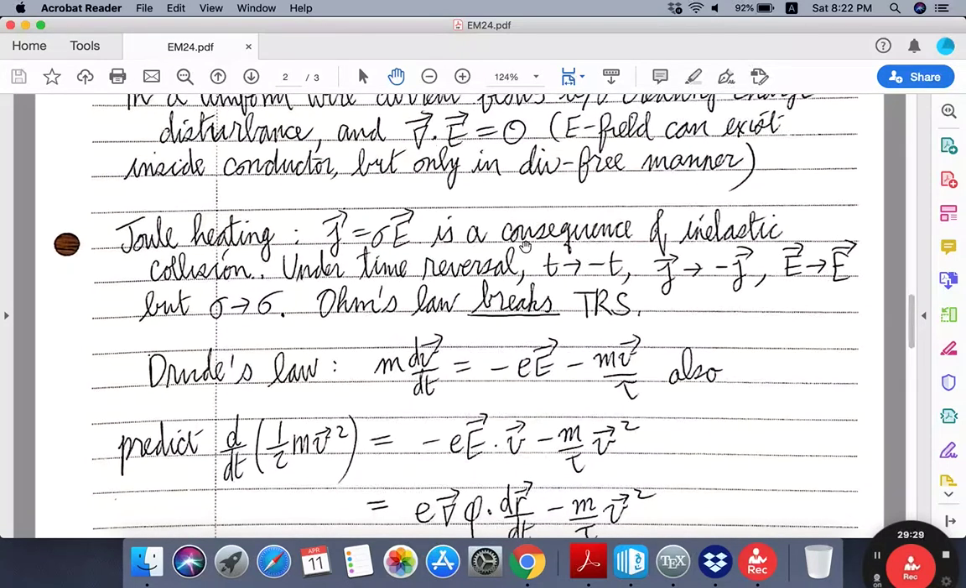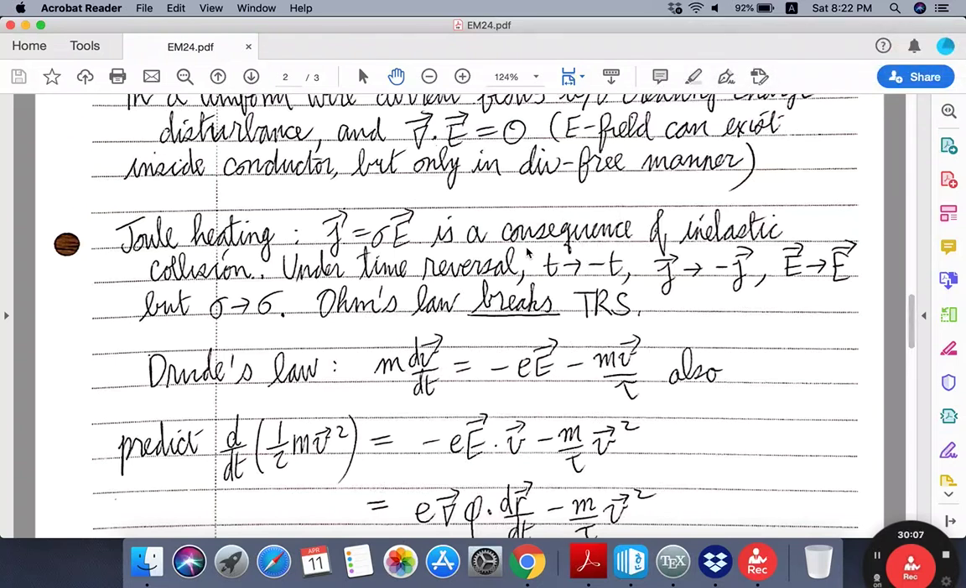Okay, so now it seems like this equation is kind of paradoxical or even wrong, because in one coordinate frame where time flows forward, you have J equal to sigma E, but in another coordinate frame where time flows backward, then you have J equals minus sigma E. So which equation is correct? You might wonder.